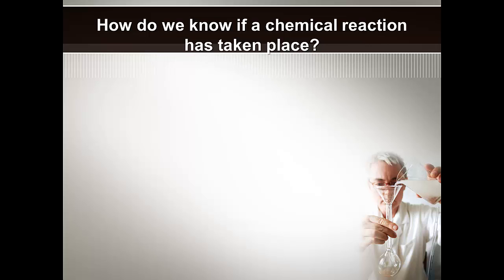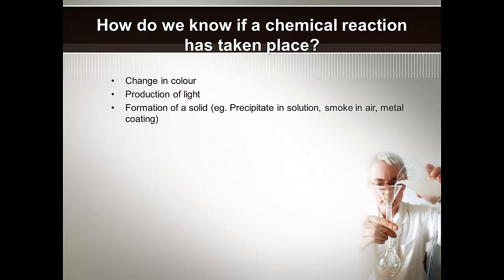How do we know if a chemical reaction has taken place? Well, there might be a change in colour, there might be production of light, there could be the formation of a solid, so you might have a precipitate forming in solution, or smoke might form in a gaseous mixture, in the air for example. There could be a coating on a metal, such as an oxidation coating. If you imagine a piece of iron that's outside next to the beach somewhere where it's nice and salty and there's lots of oxygen present, and it rusts and we get this coating of oxidation, this is a chemical reaction. There might be a formation of a gas, so there might be bubbles forming in solution, or you might see fumes being formed, visually observing the formation of a gas.